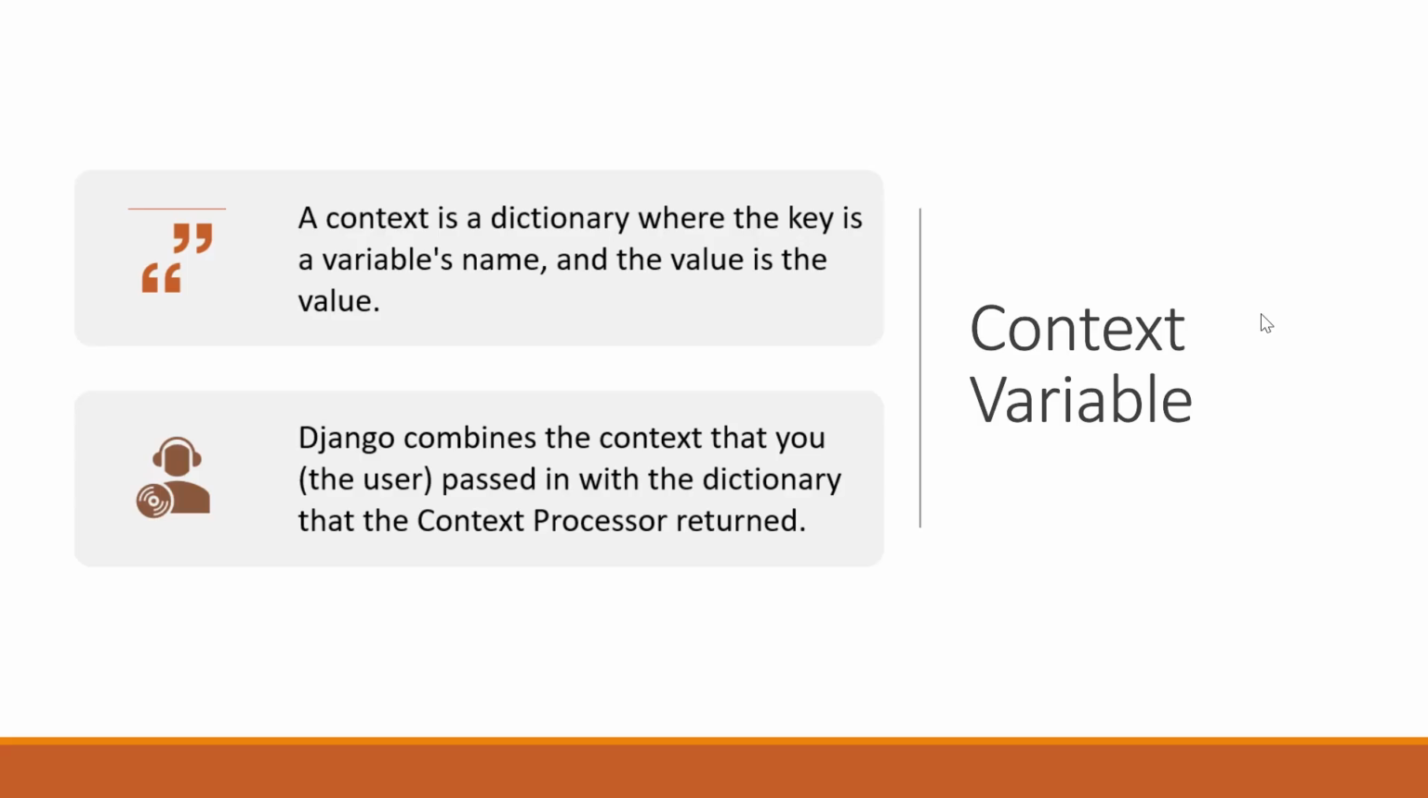So what we will do is create a view and then map that view to a URL. In that view, we will create a context variable and then understand how we can return that context variable to our Django template.